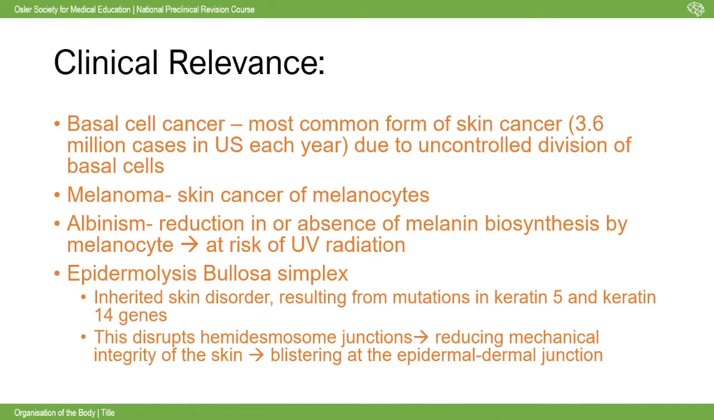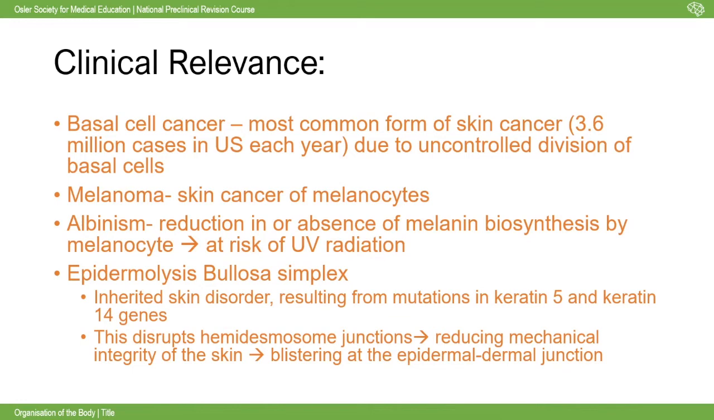We also have melanoma, which is a skin cancer of melanocytes, and albinism, which is where there's a reduction in or absence of melanin biosynthesis by melanocytes, and this leads to risk from UV radiation because you don't have that melanin pigment protecting the skin.